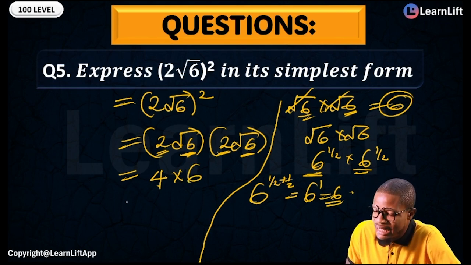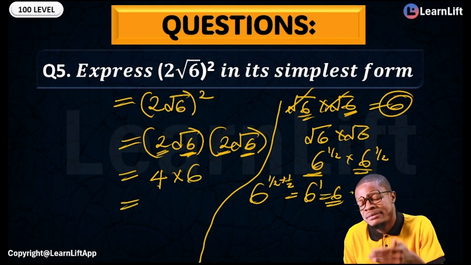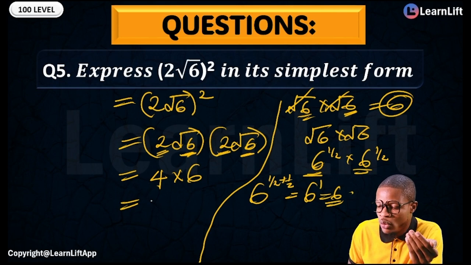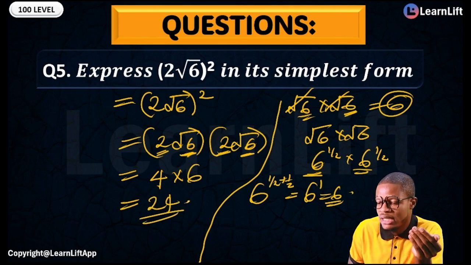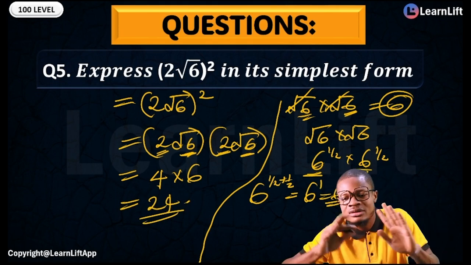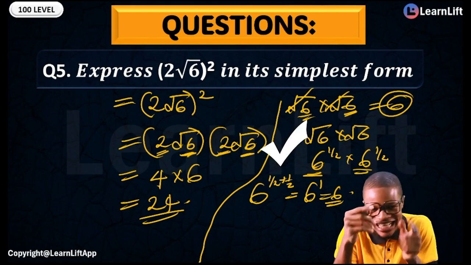And that's going to give you 4 times 6. 4 times 6 is 24, which becomes the final answer. So you see now, that's how we solve it. So that's all. Are you getting it now?